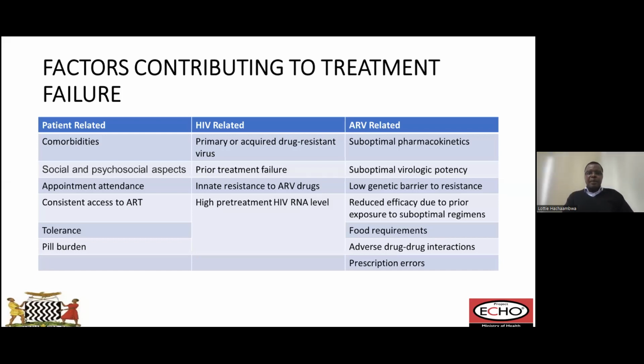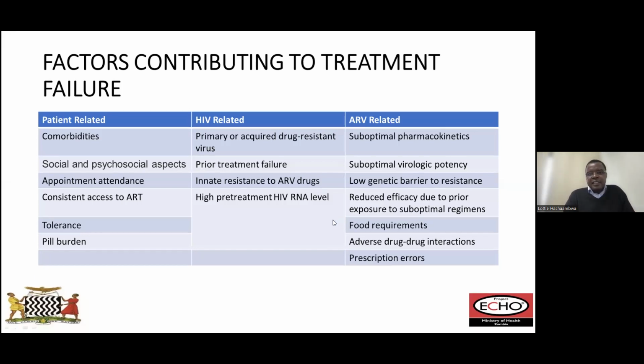And then coming to HIV itself, the virus, it could be that the virus could be resistant, either primary drug resistance or acquired drug resistance. Primary is where someone is infected with a virus that's already resistant, and acquired is where the virus develops resistance during treatment, usually due to lack of good adherence. And then there are some viruses that are innately resistant to certain drugs, like HIV to certain ARVs.